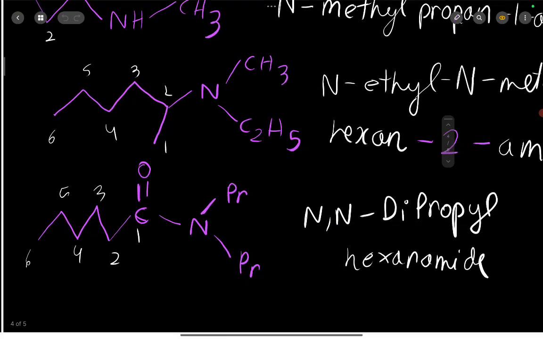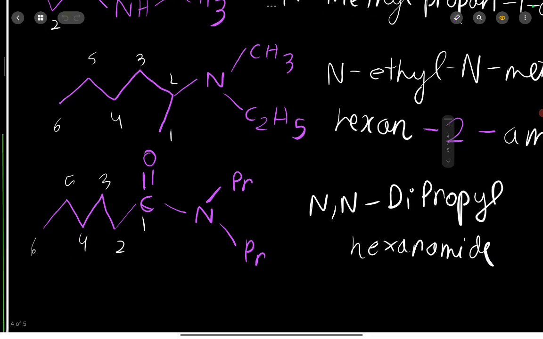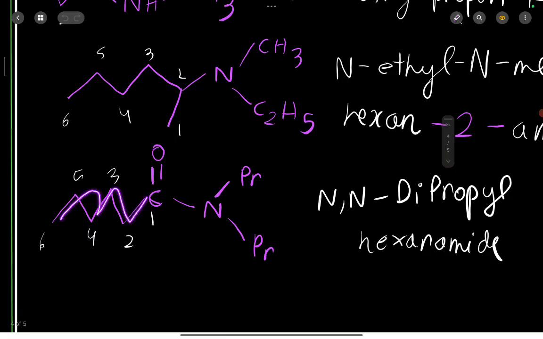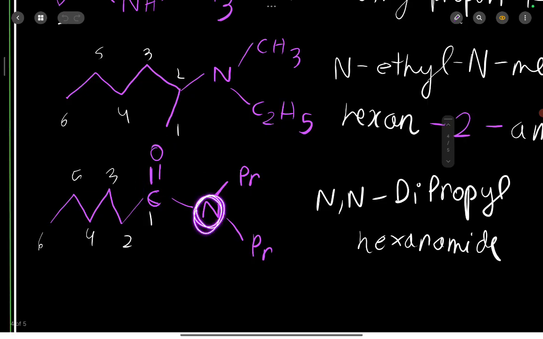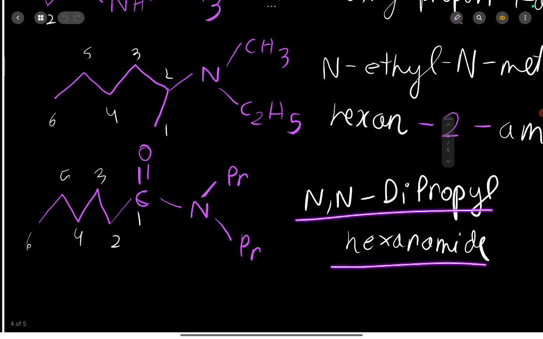And you see this nitrogen is connected to a carbonyl group, so this is actually an amide group. We call it hexanamide because there are 6 carbon atoms, and this is a carbonyl group connected to nitrogen. It just so happens that at the nitrogen of the amide group there are 2 propyl. So this is N,N-dipropylhexanamide.